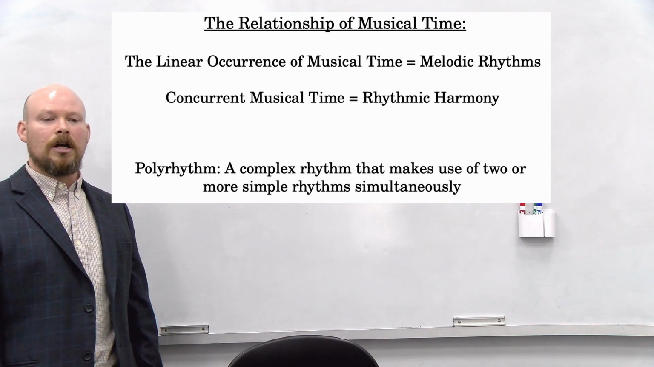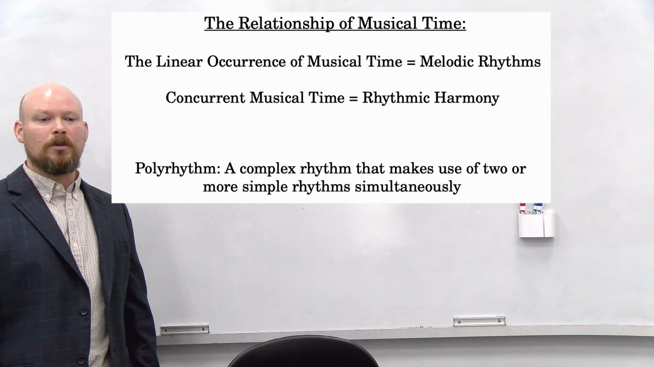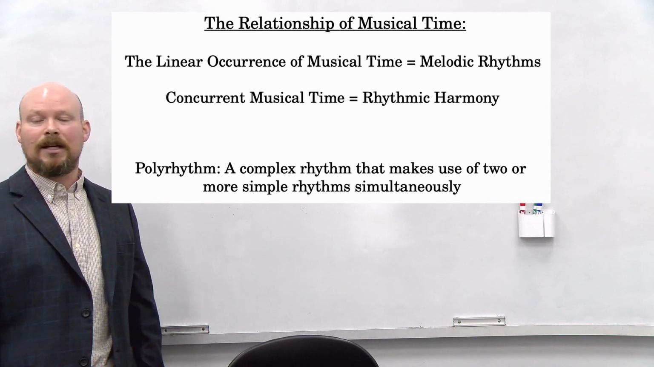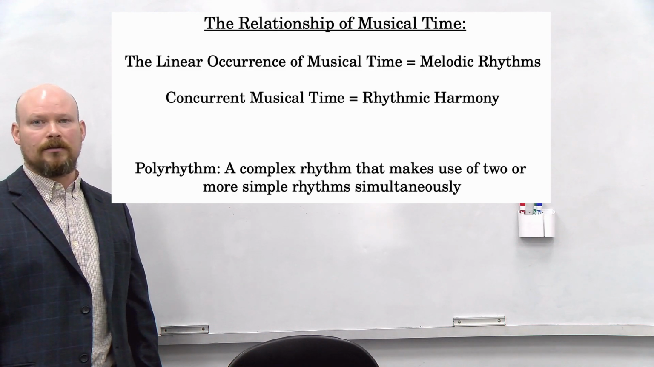We often call concurrent form of rhythm polyrhythm, as it denotes multiple rhythms occurring at the same time. I'll use the term polyrhythm throughout this presentation. While Western classical music has primarily focused on the development of musical space, other music cultures have placed more emphasis on the development of musical time, especially polyrhythm.